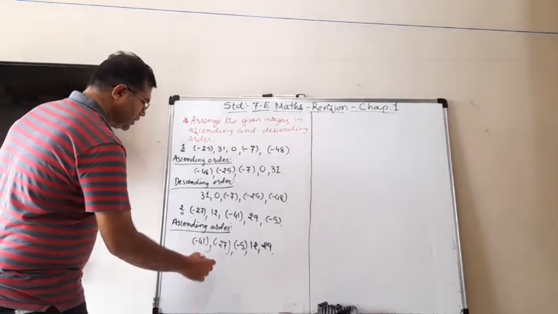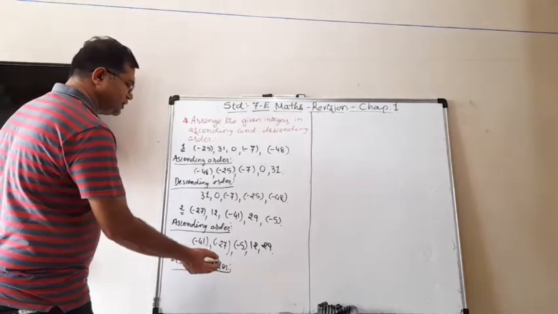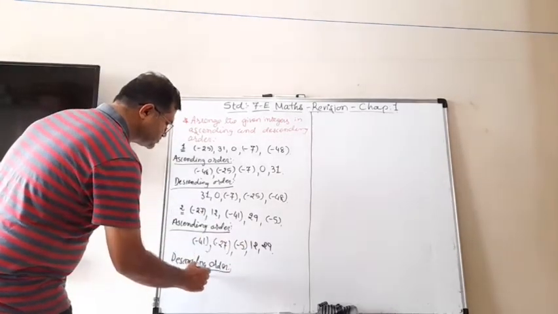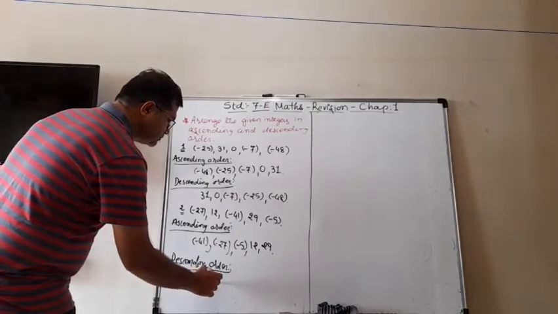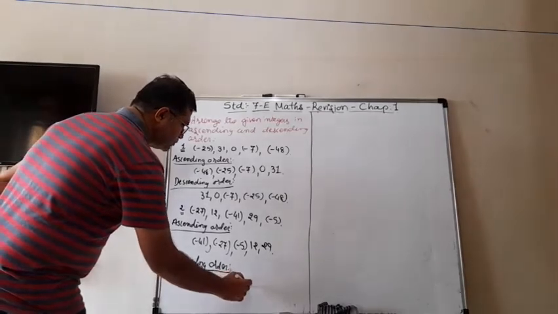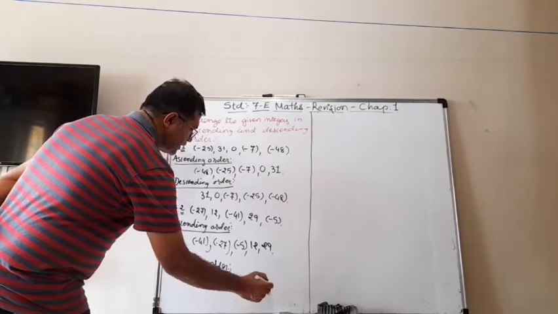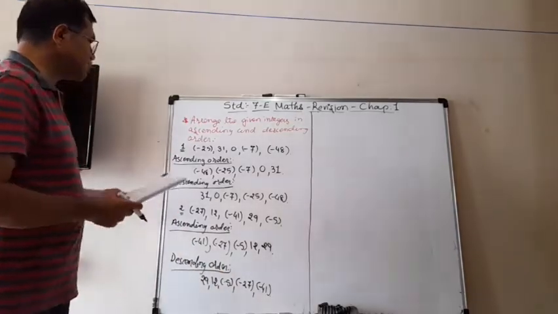And in descending order, once ascending order is written, descending order is very simple, just reverse: 29, 12, minus 5, minus 27 and minus 41.